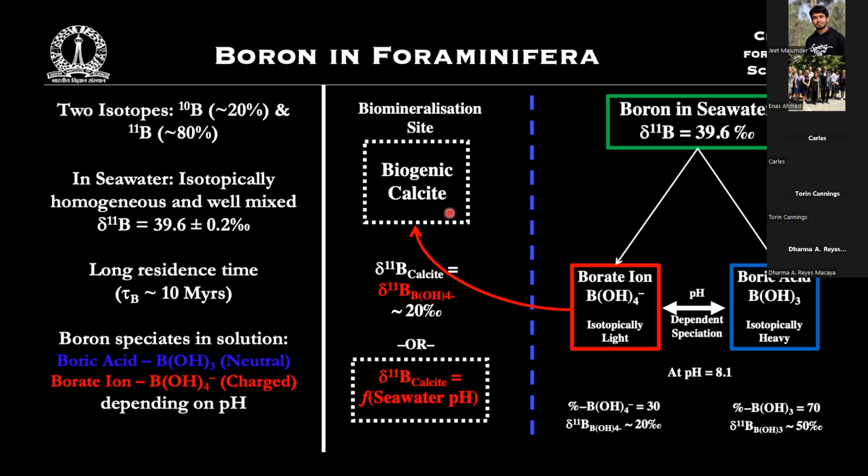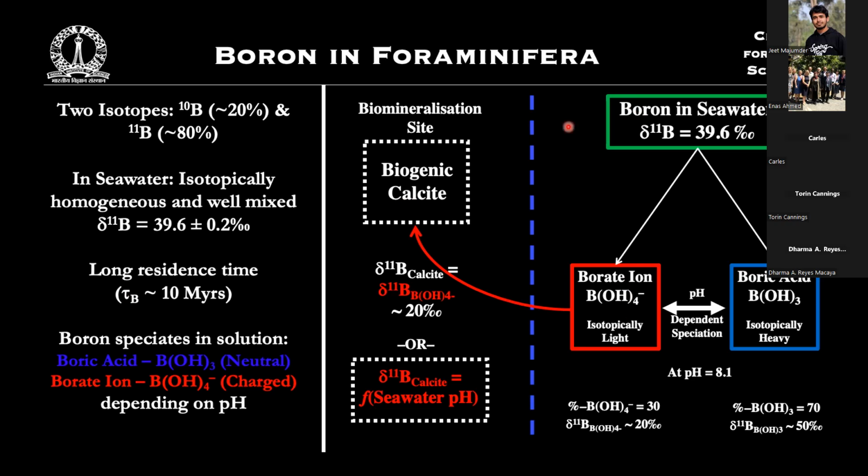Now, the boron in seawater speciates between borate ion and boric acid based on the pH, and only the borate ion gets taken up by the biogenic calcite. So the boron isotopic composition of biogenic calcite should represent the borate ion isotopic composition of seawater, which in turn is a function of pH, since the boron isotopic composition of seawater is constant.